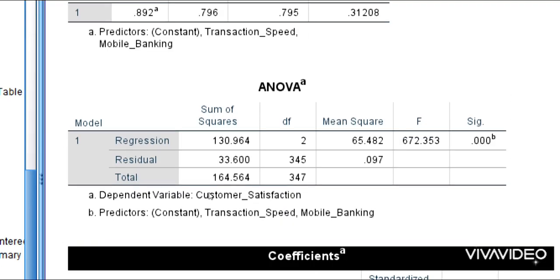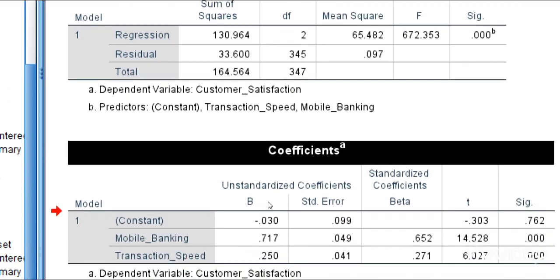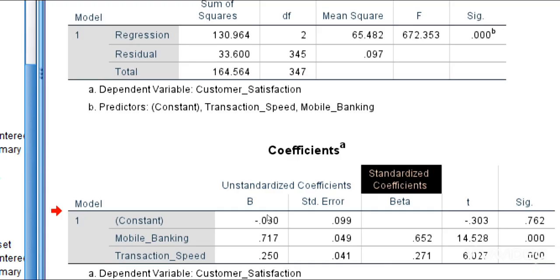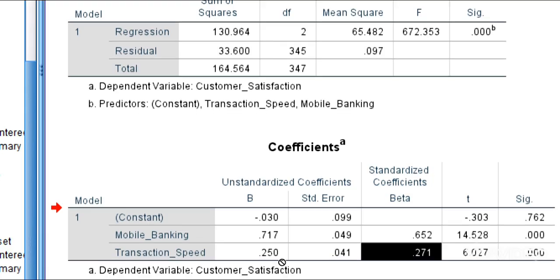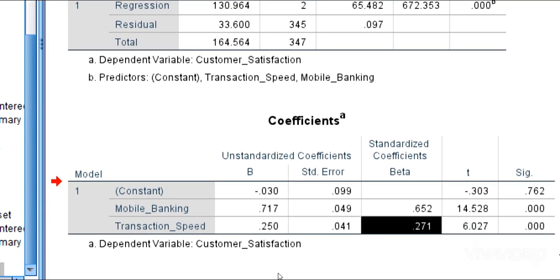3. The coefficients table. Look at the standardized beta values. For us, mobile banking has a beta of 0.652, and transaction speed is 0.271. This shows that mobile banking ease of use is a much stronger predictor.